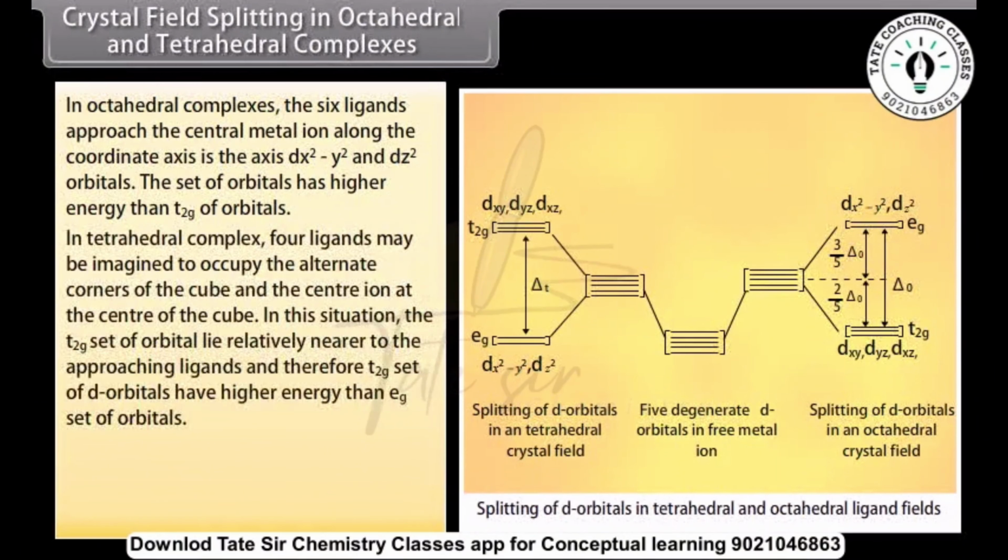In a tetrahedral complex, 4 ligands may be imagined to occupy the alternate corners of a cube, and the central metal ion is at the center of the cube. In this situation, the t2g set of orbitals lies relatively nearer to the approaching ligands, and therefore the t2g set of d orbitals has higher energy than the eg set of orbitals. The relationship between delta T and delta O is given by delta T equals 4 by 9 delta O.